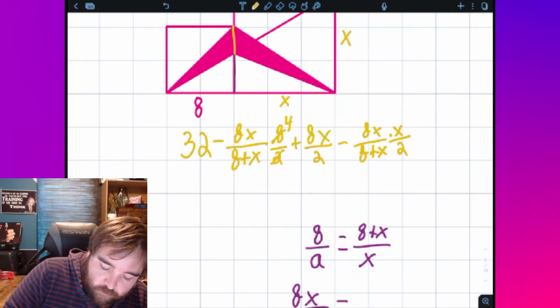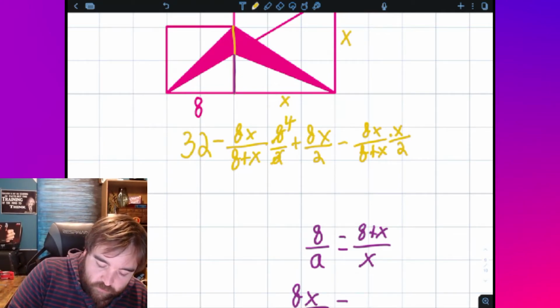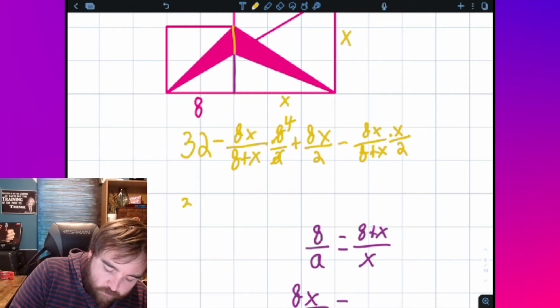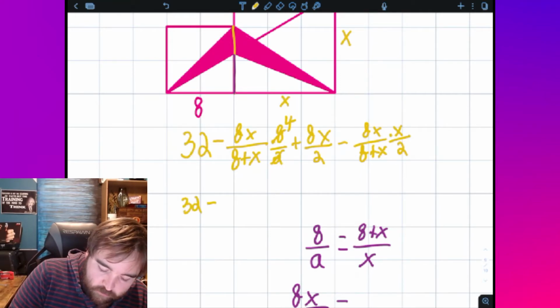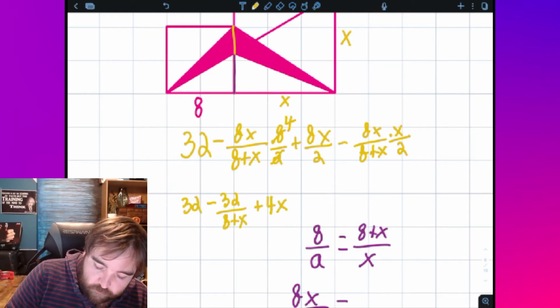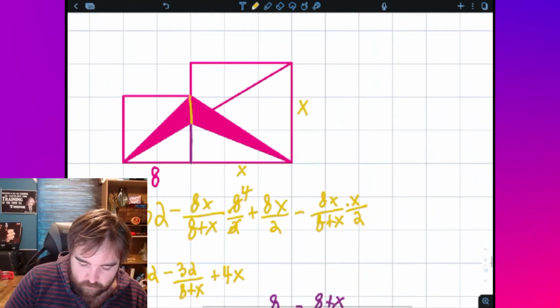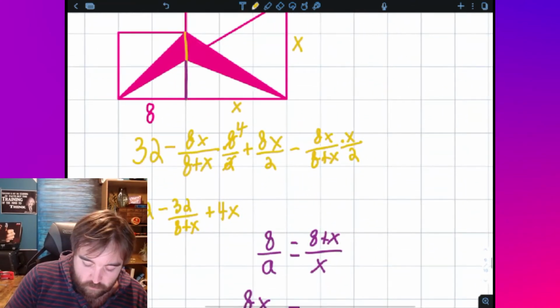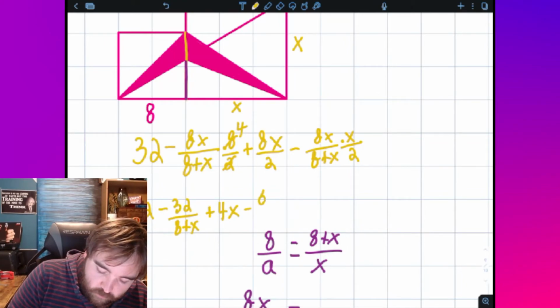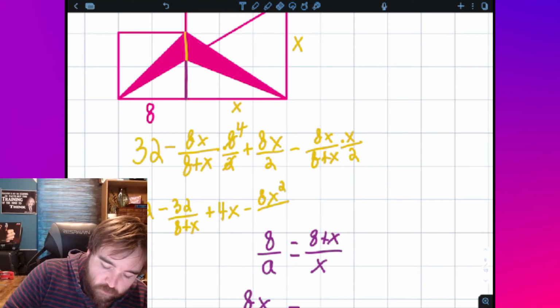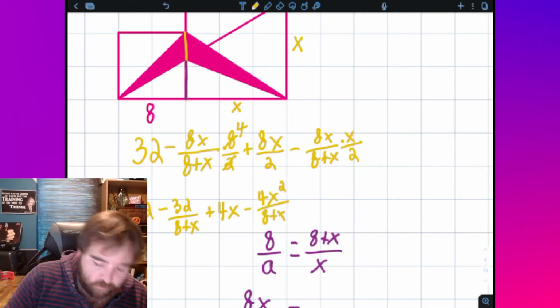So this is 4. So this is 32 minus 32 over 8 plus x plus 4x minus 8x squared over... 4x squared over 8 plus x.